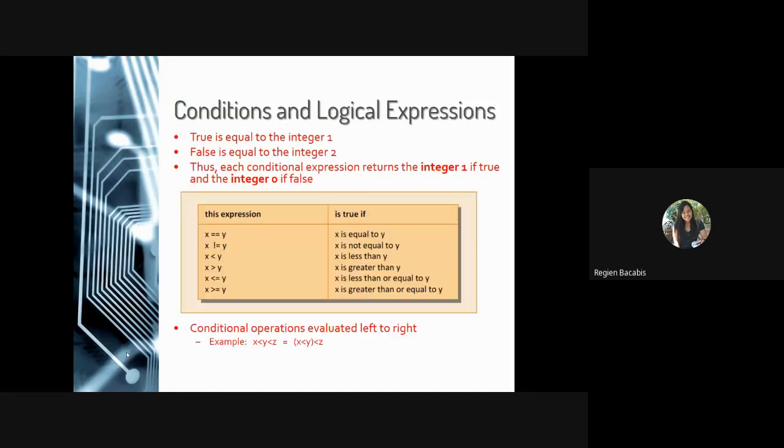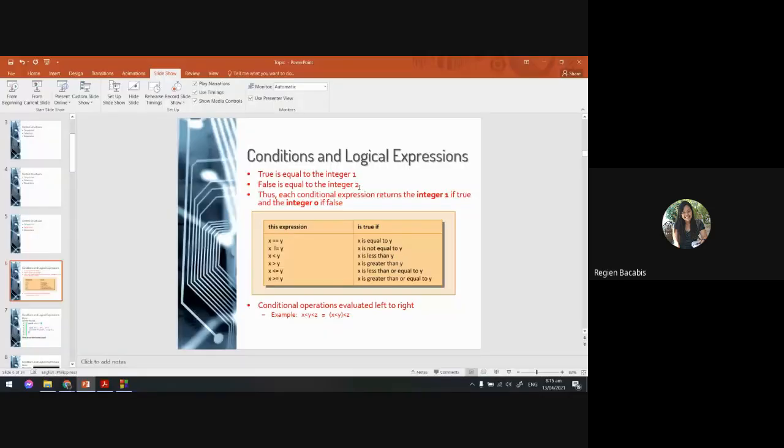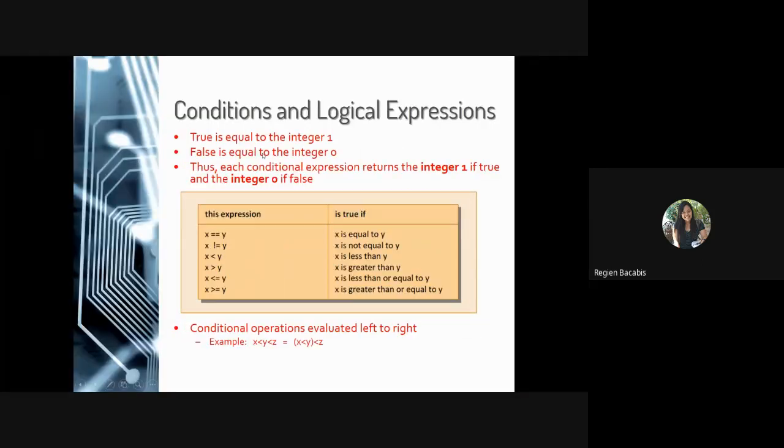So these are the conditions and logical expressions of C. True is always equal to the integer value 1. If false, it is not 2, it is actually 0. So false is equivalent to integer 0. These are just like integer values, true or false.